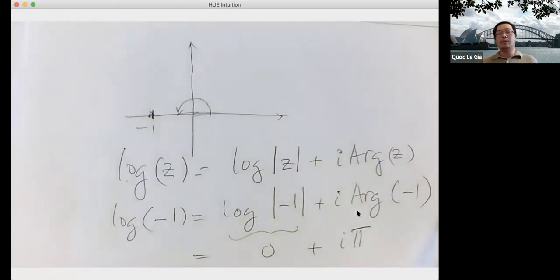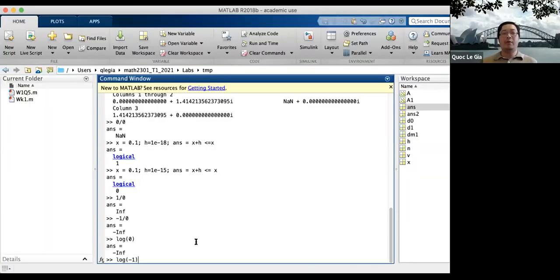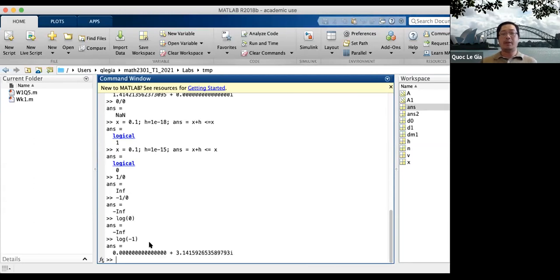But the whole point is MATLAB interprets everything as a complex number. So if you put in MATLAB logarithm of minus 1, then it will use the formula for complex numbers. So you see 0 plus i pi. Okay, so this is a very good approximation of pi.